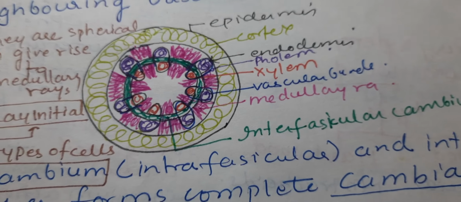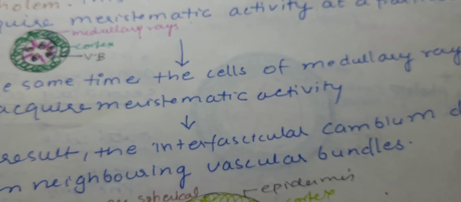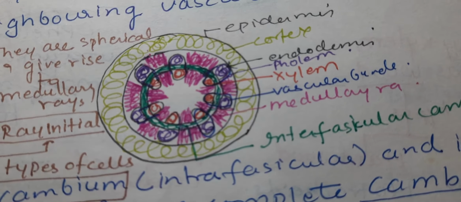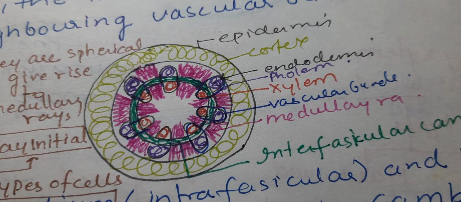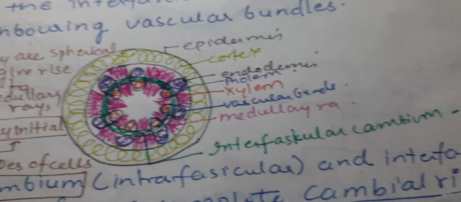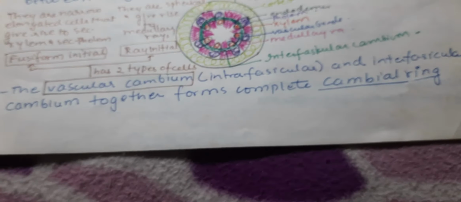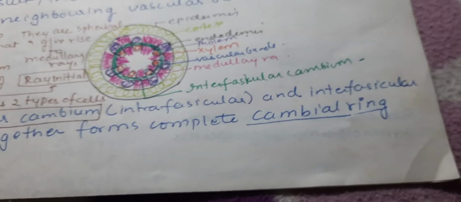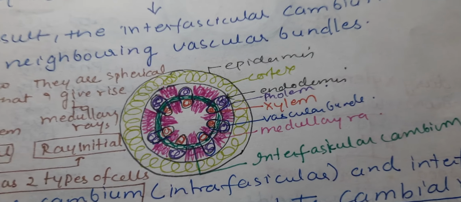Now, it is not only the meristematic activity of cambium, but also the meristematic activity is acquired by the medullary rays which are present between the vascular bundles. So, as a result, the cambium is also present between the vascular bundles. This is called interfascicular cambium. Here you can see interfascicular cambium. The vascular cambium, which is called intrafascicular, and the interfascicular cambium together form a complete cambial ring.